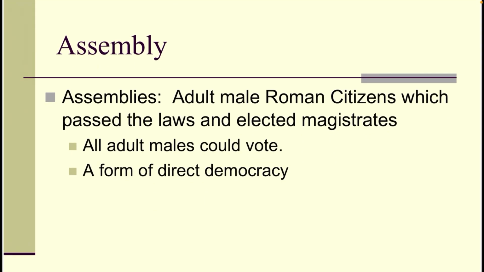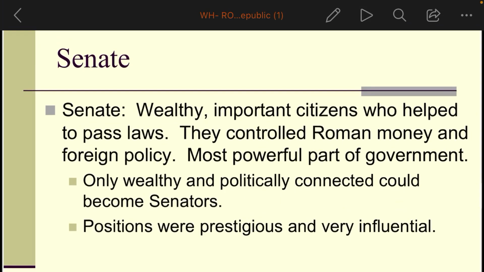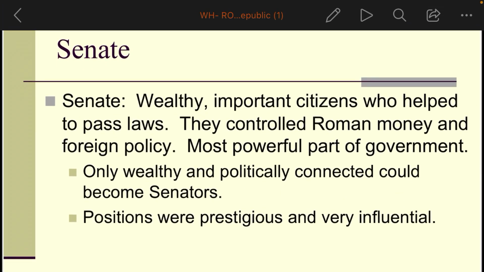The assembly was adult male Romans who passed laws and elected magistrates. Any adult male Roman could vote in a somewhat form of direct democracy. The second was the Senate, which was made up of the wealthy, aristocratic fat cats, and they would help pass laws, and they would pretty much control Rome's finances and its foreign policy. And they were by far the most powerful form of government. Now, only wealthy, landowning, and well-connected people could become senators.